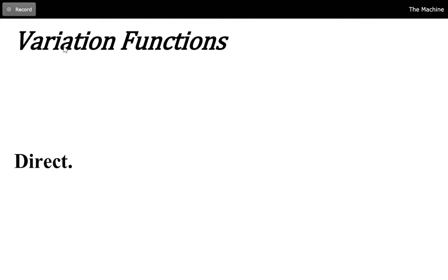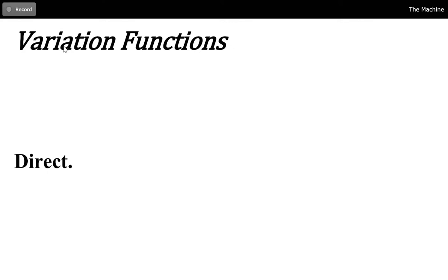Hello, my friends. Welcome. Today, let's talk about variation functions. And this is kind of one of my favorite lessons. I've got a little story behind it. So get yourself some paper and pencil because we're going to be doing some thinking. And thinking means connecting things. So let's have a good record of it.